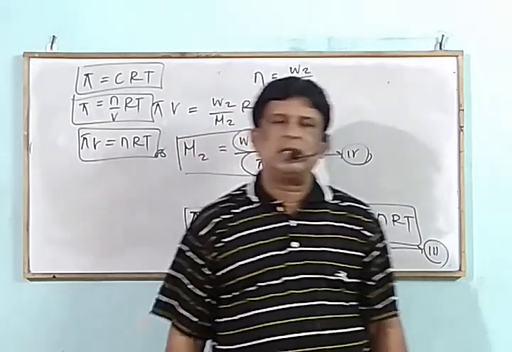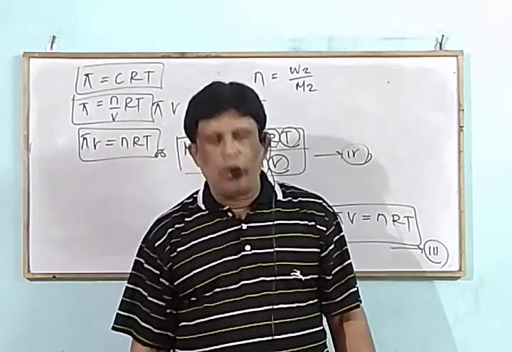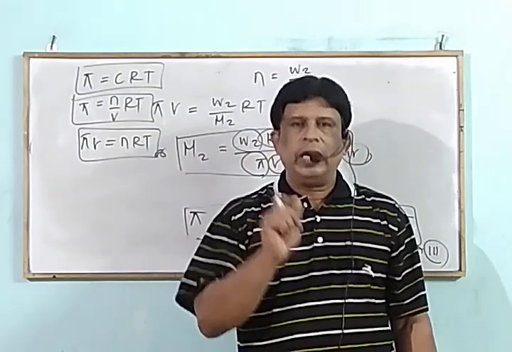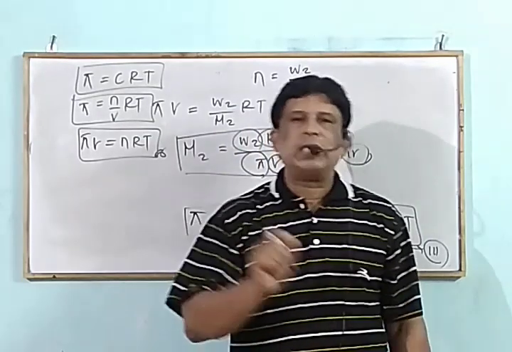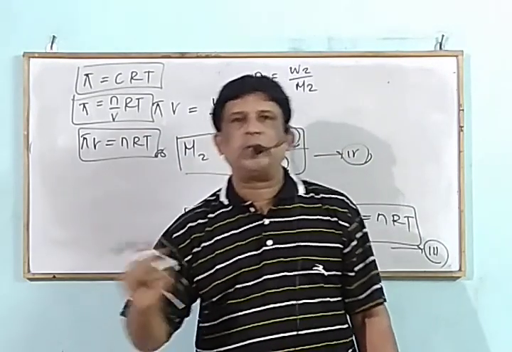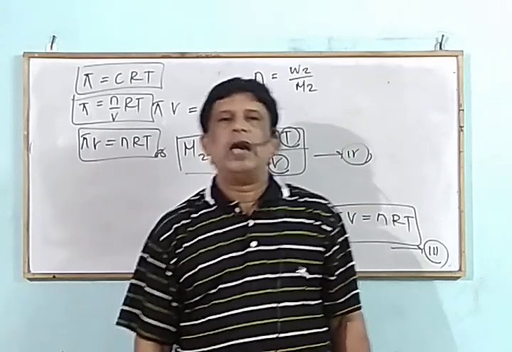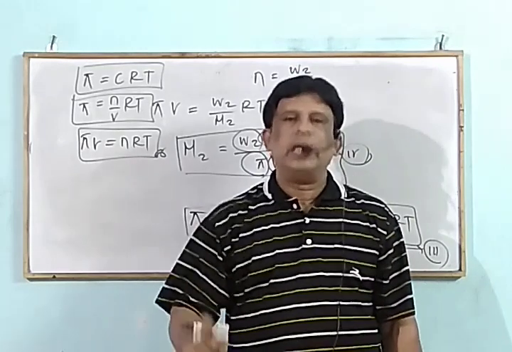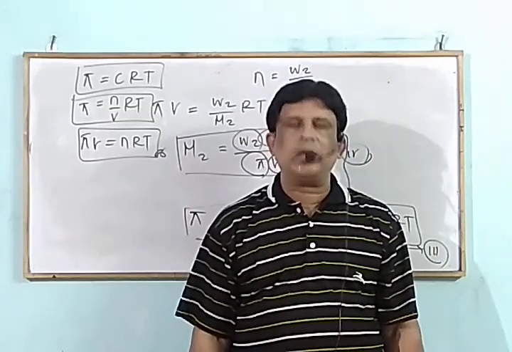So in this class, that is class 2 of the chapter solution, I completed what is colligative property. Under this, relative lowering of vapor pressure is a colligative property. Elevation in boiling point is a colligative property. Depression in freezing point is a colligative property. And last, osmotic pressure of a dilute solution is also a colligative property. It is all about the chapter solution.